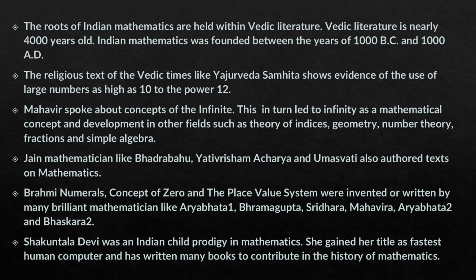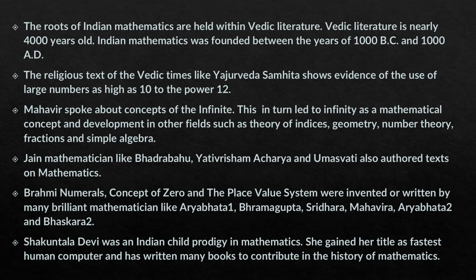Jain mathematicians like Bhadrabahu, Yativrisham, Acharya, and Umaswati also authored texts on mathematics. Brahmi numerals, concept of zero, the place value system were invented or written by many brilliant mathematicians like Aryabhatta I, Brahmagupta, Sridhara, Mahavira, and Bhaskara II.